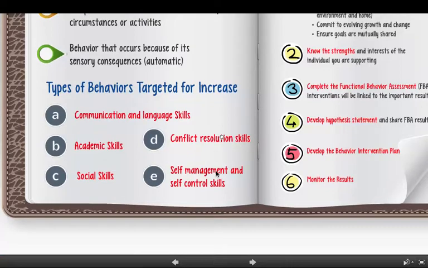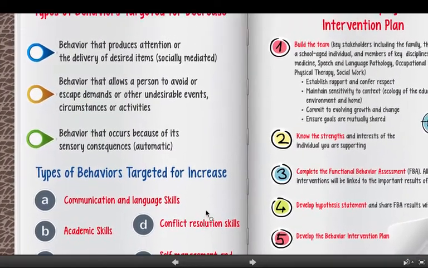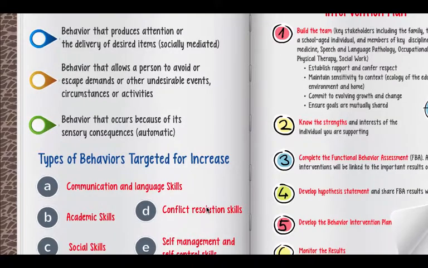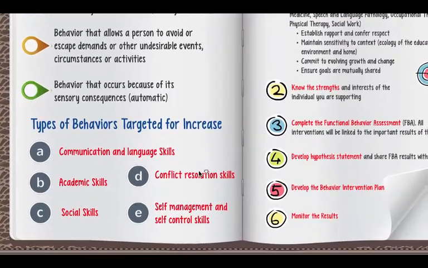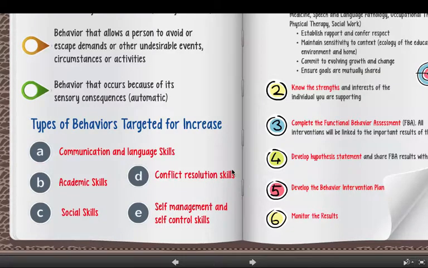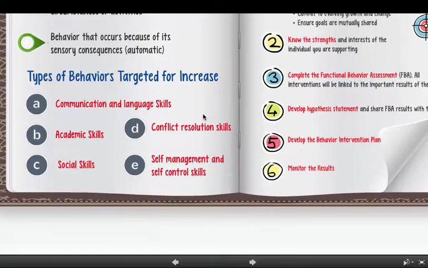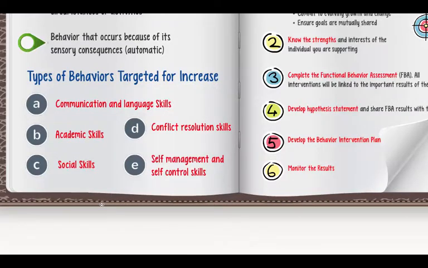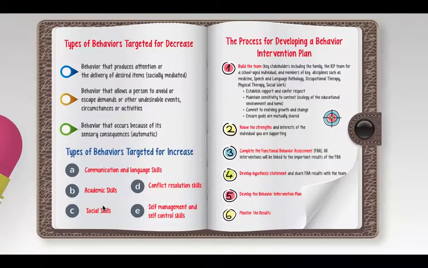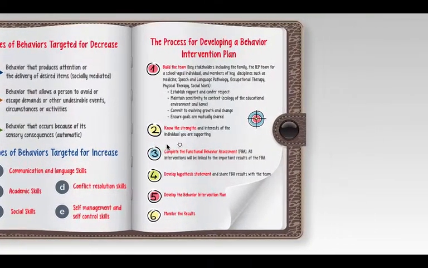So by way of summary here, behaviors for reduction, those that are producing attention or delivery of desired items, somebody that's tangibly motivated, also behaviors that result in escape or avoidance, and behaviors that result in sensory consequences, automatic consequences. Things you're looking to increase: communication, communication, communication. Boy, I can't emphasize that one enough. And language skills, and academic skills, and social skills, conflict resolution skills, self-management skills. Those are the things that you'll be targeting for change through your behavior intervention plan.